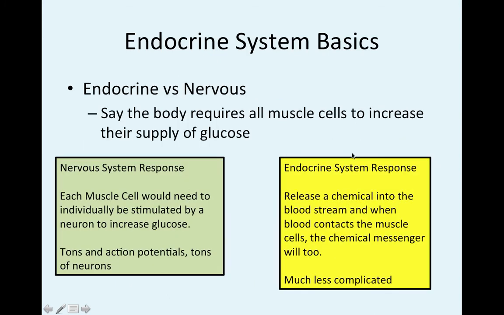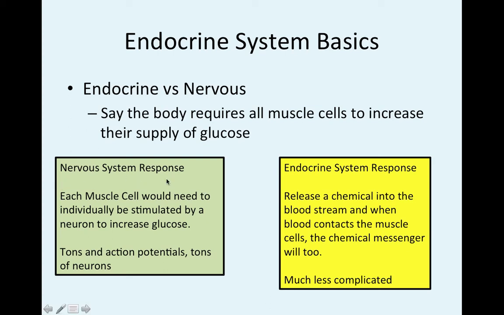So let's compare the nervous system and the endocrine system. This would be a very good test question, comparing the two. So we look at the nervous system. Say the body requires all muscle cells to increase the supply of glucose. Say we're doing a fight or flight, and somebody has scared us. Now we need all of our muscles to increase their supply of glucose so we can perform cellular respiration and create a bunch of ATP so we can get out of there.